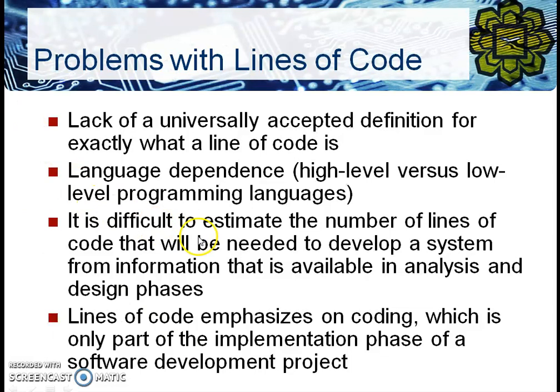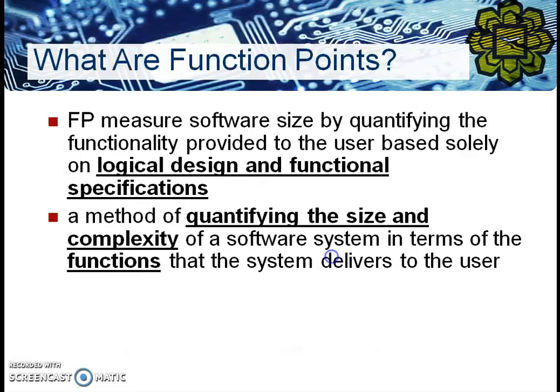It is also difficult to estimate the number of lines of code that will be needed to develop a system from the information that is available at the early stage of software development. And finally, lines of code emphasizes coding, which is on the later stages of software development, in the implementation. But when we do this estimation of lines of code, we actually have not even started the real implementation yet. So that is mainly the major problems with lines of code.